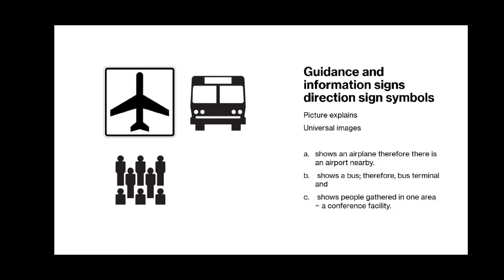First, under guidance and information signs, we have direction sign symbols. These are the picture-based helpers of the road. They use simple images to show what facility or what kind of services are ahead. For example, an airplane symbol means there's an airport ahead. A bus symbol means there's a bus station or bus terminal ahead. A group of people means there's a conference or a community center nearby. The aim of these signs is to use universal symbols so that anyone, even tourists who don't speak the local language, can understand them instantly. A picture explains and guides faster than words. They translate the road to you in picture format.